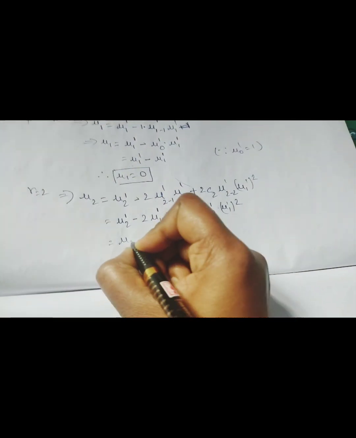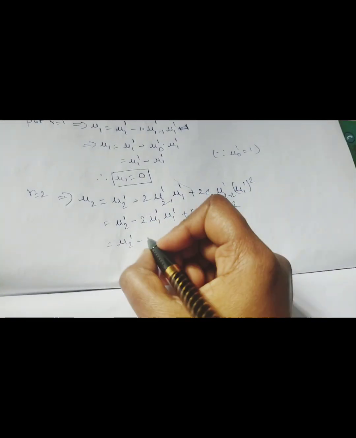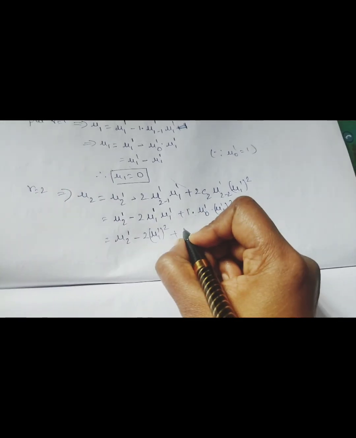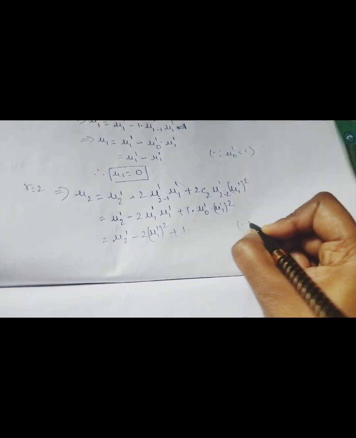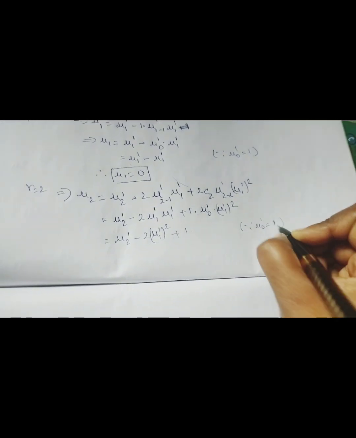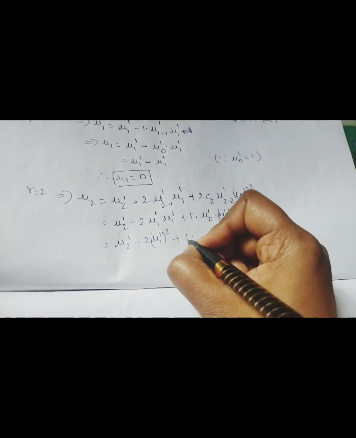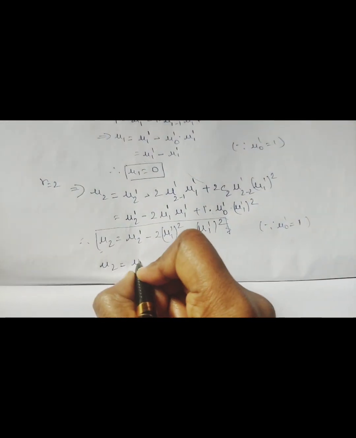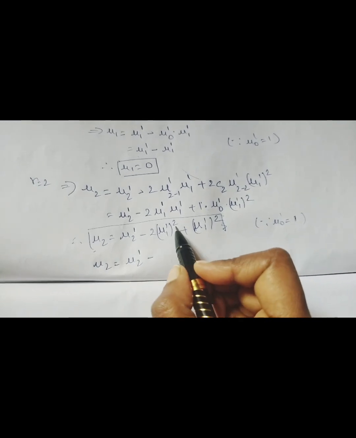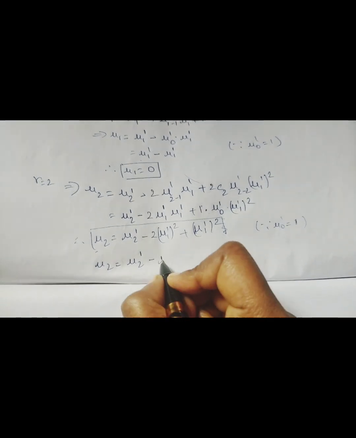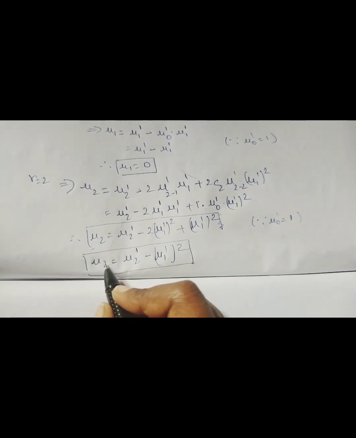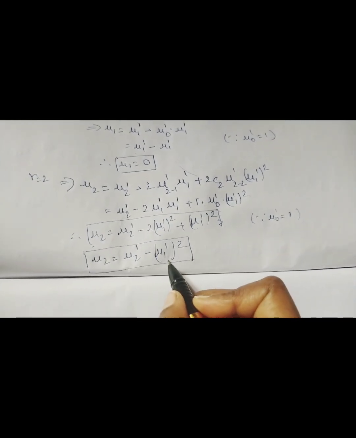So finally we got (μ2' − μ1')·μ1'. This becomes μ1'² plus 1 into 1, since μ0' equals 1, so 1 into 1 is 1, into μ1'². μ2 equals μ2' minus 2μ1'² plus μ1'², which is μ2' minus μ1'². So this is our central moment μ2 in terms of non-central moments μ2' and μ1'. Now r equal to 2 is finished.